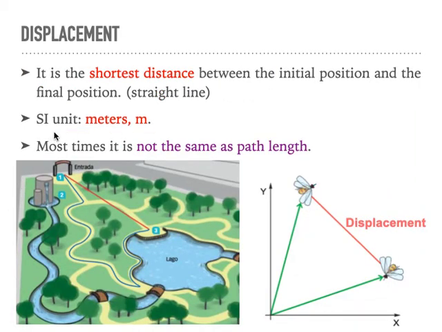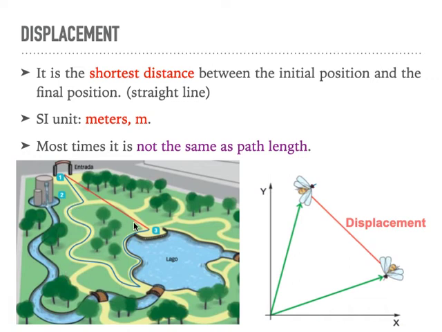Displacement. This is the shortest distance between the initial position and the final position, and it's not the same as path length, because, for example, if we go from 1 to 3, and this is what we have really done, this is the distance we have really traveled, but the displacement is the shortest distance, so this red line. So it's different. It's also measured in meters because it's a distance, but remember, this is what really happened, and this is the path length.